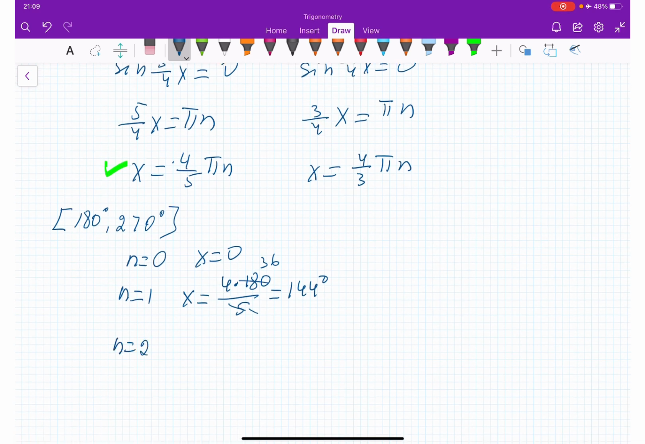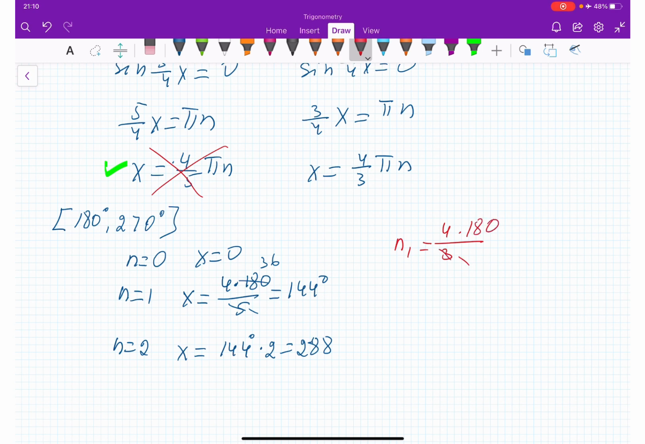So n equal 2, I'll just take 144 multiplied by 2. We get 288. Okay, 288 is also out of the interval, which means this answer cannot be considered because it's out of range. Now let's move to 4 over 3 pi n. So when n is equal 1, I'm skipping n equal 0 because it's 0, it's clear. So 4 over 3 times 180, this is 60, it's making 240, it's perfect. It's going to be within the range.